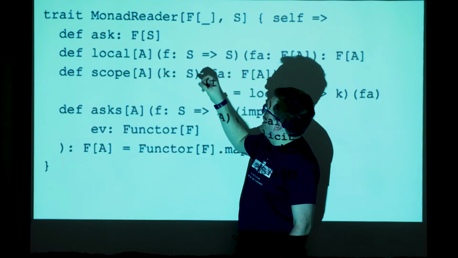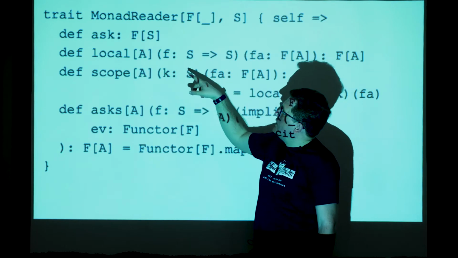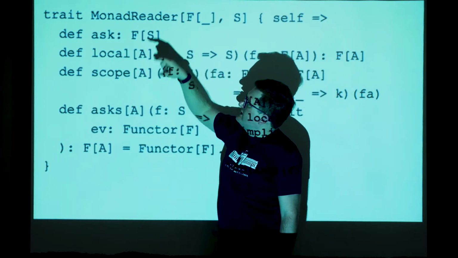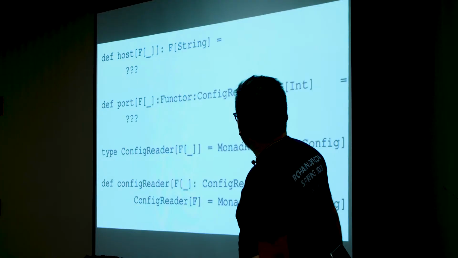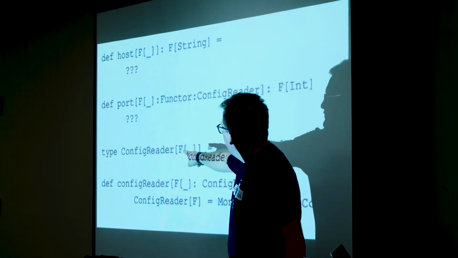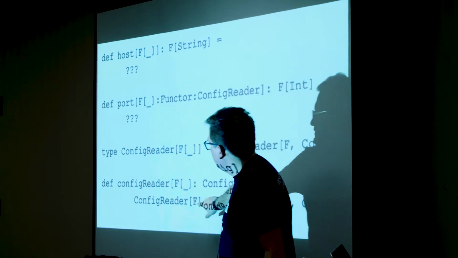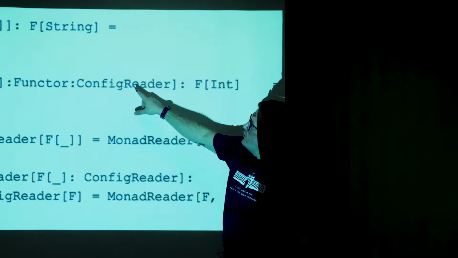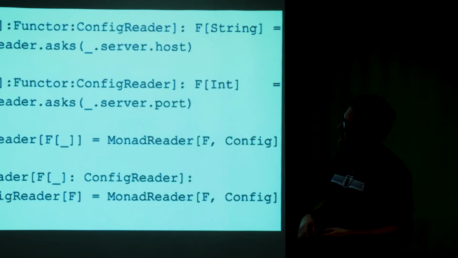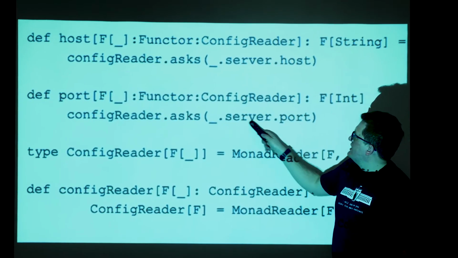It's saying, I will give you an f of s, where s is that configuration thing, as long as you provide me an instance of that monad reader. So now our method can look like this. We will say config reader is monad reader of f, and here we have a nice method that will just give us an instance of this. So now we will do what we did before. We will call asks. That gives us a configuration here, server port.